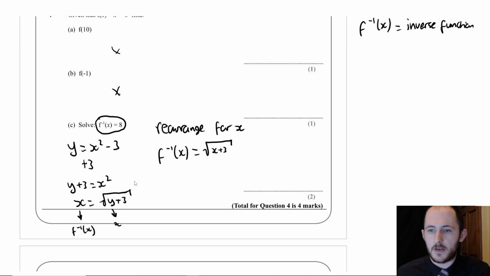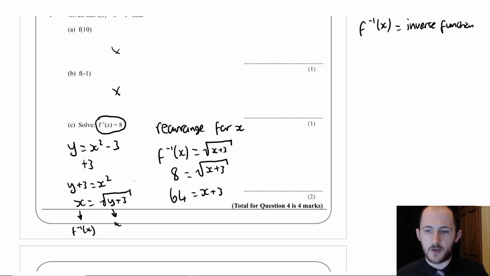So yeah, okay, cool. So where it says now, solve f minus 1 of x is 8, all they're saying is that 8 is equal to the square root of x plus 3. And you need to solve the equation. So square both sides, so you get 64 equals x plus 3. Subtract 3 and you get x is equal to 61.